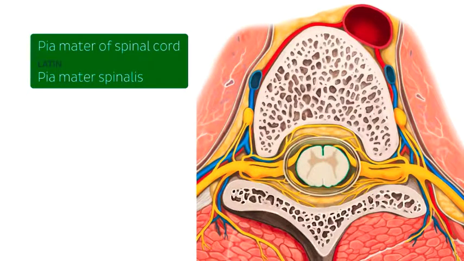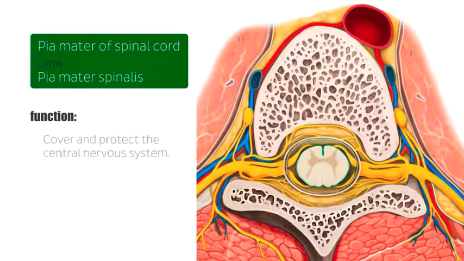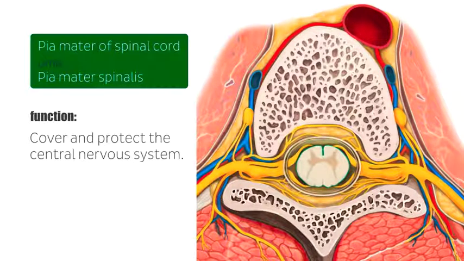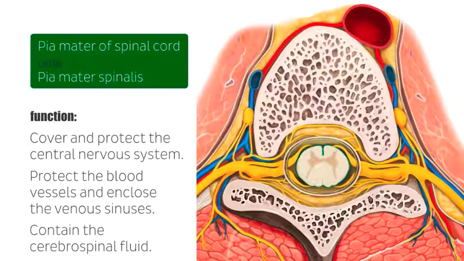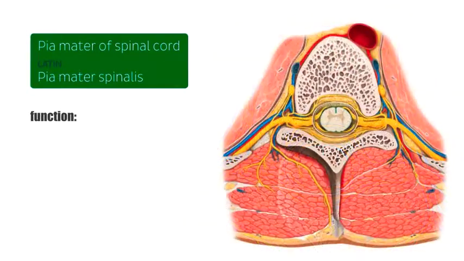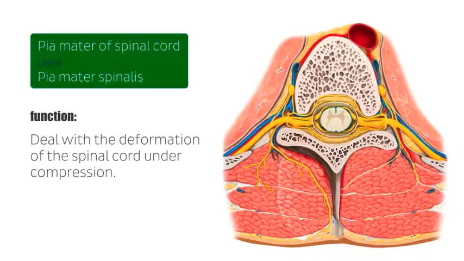There are a few roles or functions associated with the pia mater of the spinal cord, and in conjunction with the other meningeal membranes, the pia mater functions to cover and protect the central nervous system. It also functions to protect the blood vessels and enclose the venous sinuses near the central nervous system and to contain cerebrospinal fluid. The pia mater also functions to deal with the deformation of the spinal cord under compression.